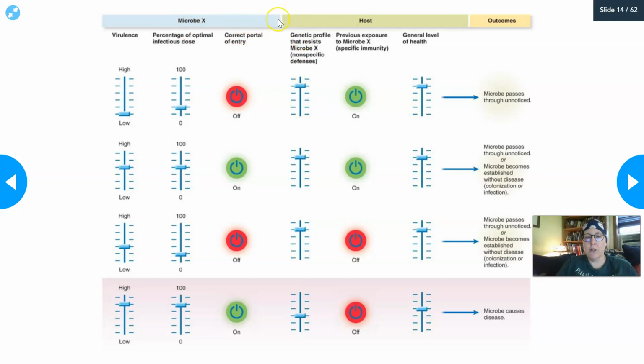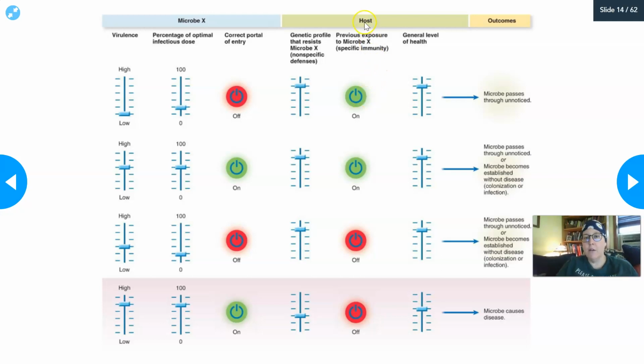So these are all factors that are related to the microbe itself. And then these factors are going to be related to the host. So a genetic profile that resists the microbes. So those are non-specific defenses. So maybe you have really good intact skin. Maybe, for example, there are some people in Africa that have a certain antigen on their red cells that prevents the malaria organism from getting into the red cell. These guys are genetically resistant to getting malaria.